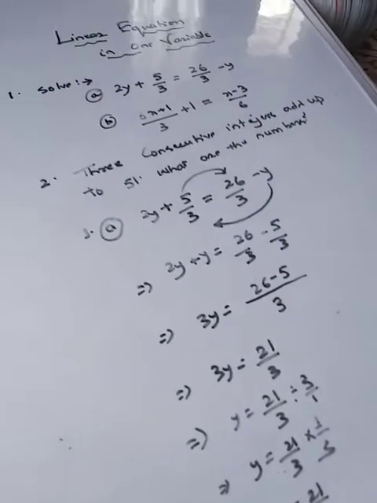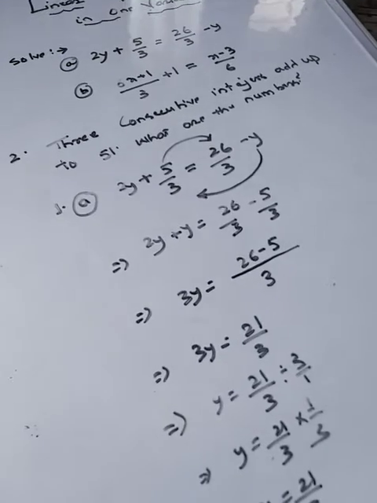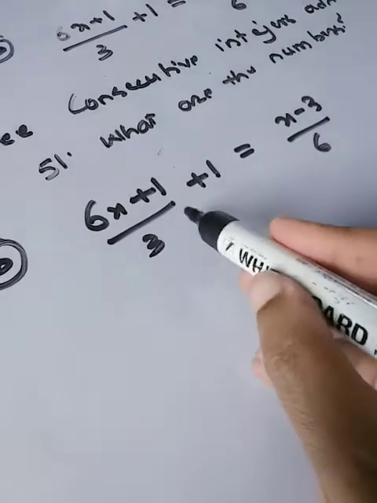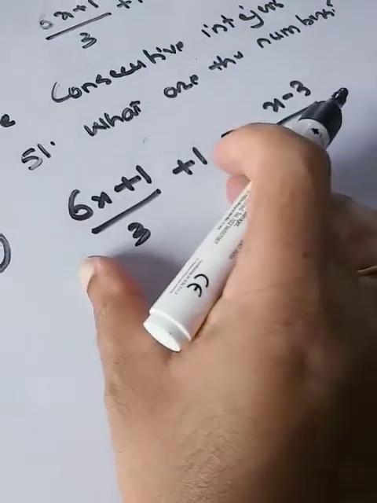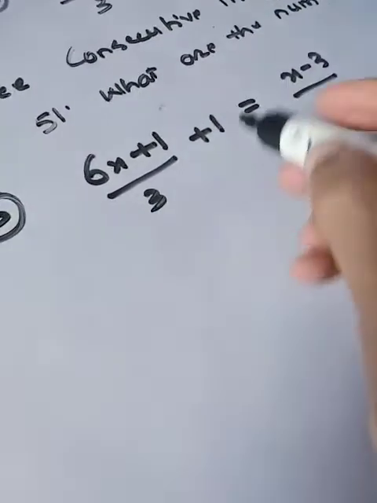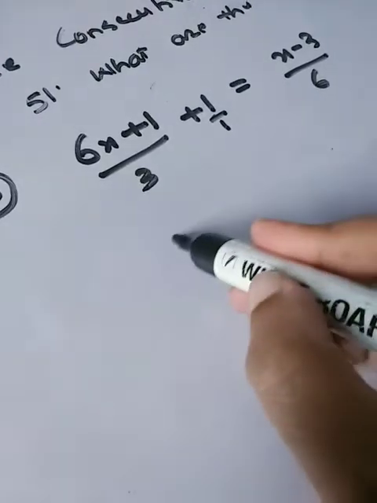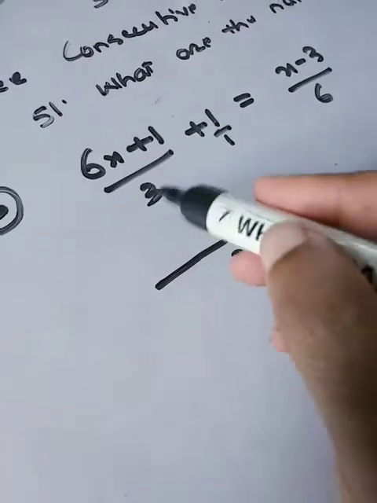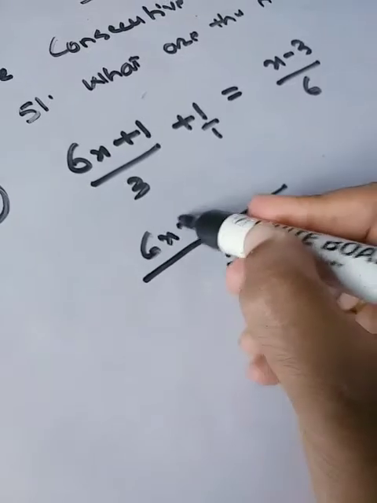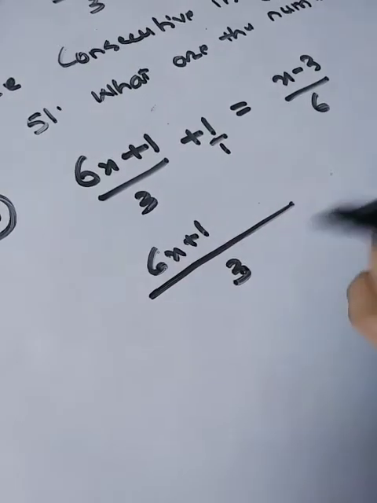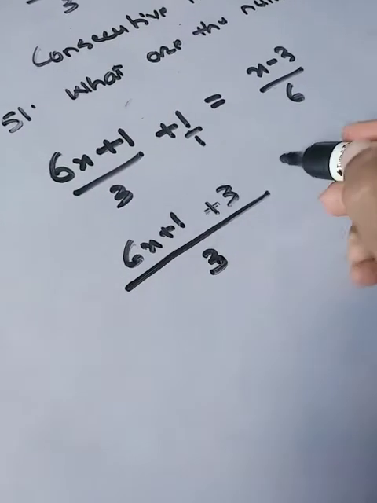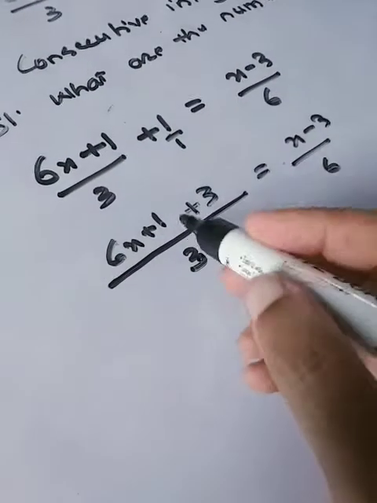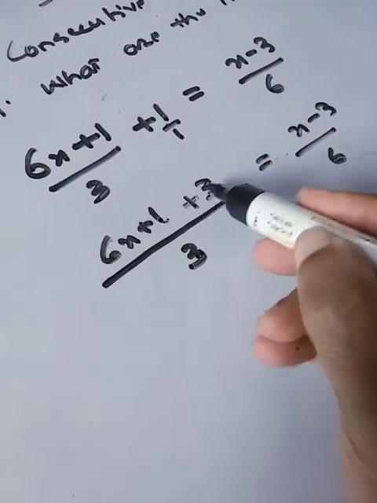Let's see the solution of sum number B. Yes, this is sum number B. The first thing that we'll do is solve the LHS and then we'll transpose the values. Now 1 is carrying 1 as a denominator, so the LCM would be 3 only. If you divide 3 with 3, the answer is 1. 1 into 6x plus 1 is 6x plus 1 only. When you divide 3 with 1, the answer is 3. So 3 ones are 3. The right hand side term we'll keep intact.